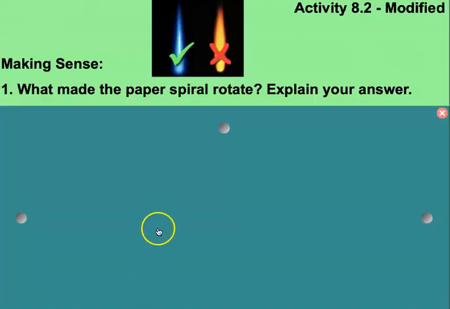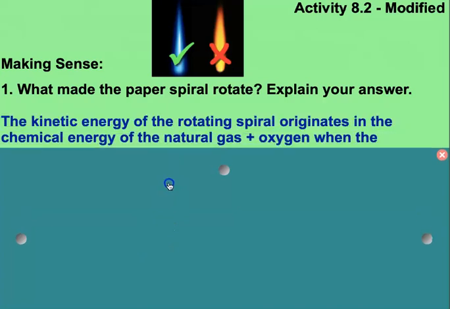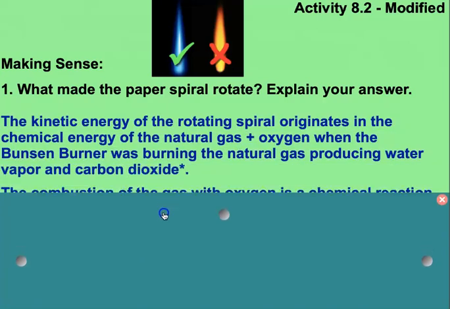What made the paper spiral rotate? The kinetic energy of the rotating spiral originates in the chemical energy of the natural gas plus the oxygen when the Bunsen burner was burning the natural gas, producing water vapor and carbon dioxide. Now if you notice, I have an asterisk beside carbon dioxide.